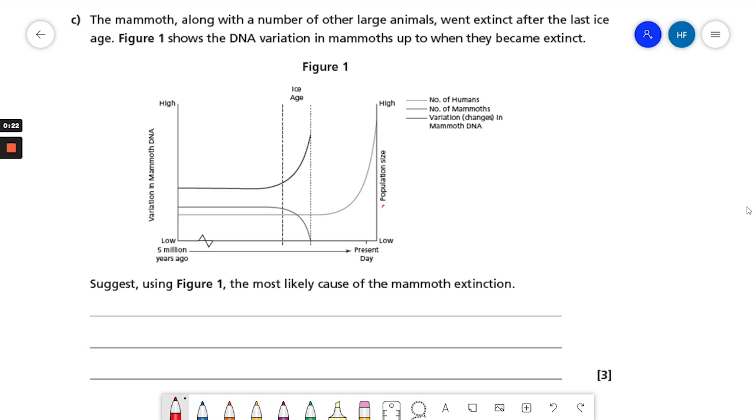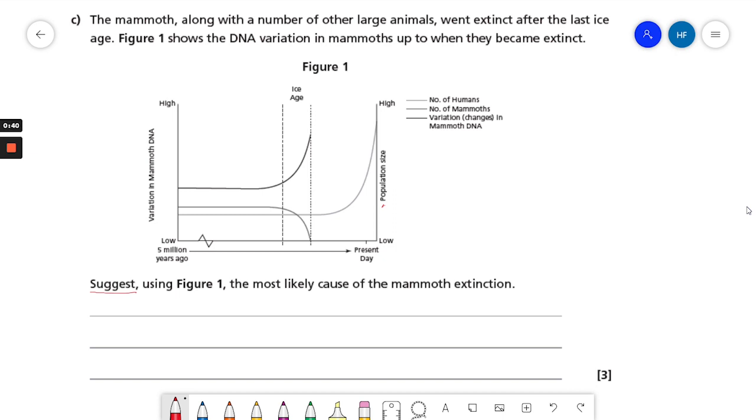And straight away I can see the command word in this question is the word suggest. So we need to apply knowledge and understanding about the causes of extinction along with the information in the graph to answer the question. So let's start by having a closer look at the graph and what it shows.